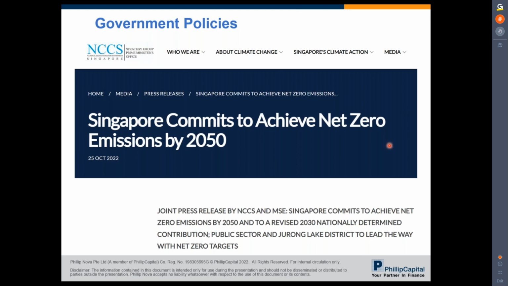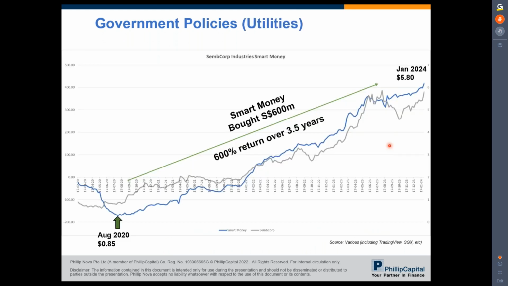Because of the government policy, you have no choice, right? Even if they do not want to do it, they will have to do it because that's the government's policy, or they may be fined, or they may have their business license revoked if they do not achieve certain standards, right? So this policy will then drive up prices and investment in certain sectors, which then causes the stock prices to benefit as well.